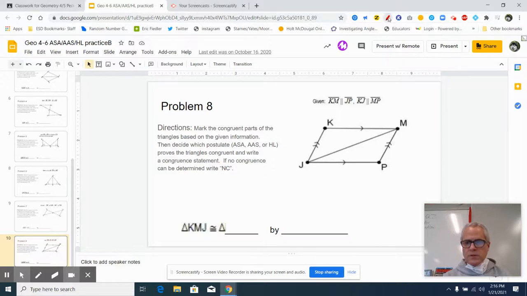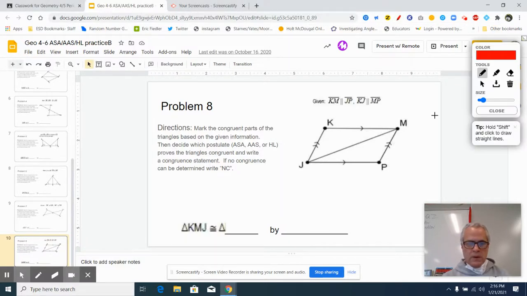Hey, Ethan, good question. Let's take a look at her. All right, it says mark the congruent parts. Again, same questions, right? And so it says KM is parallel to JP, and that's marked already.